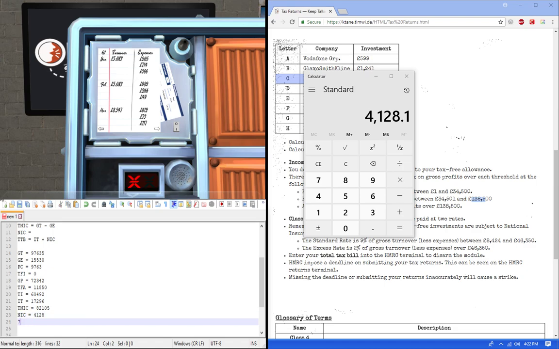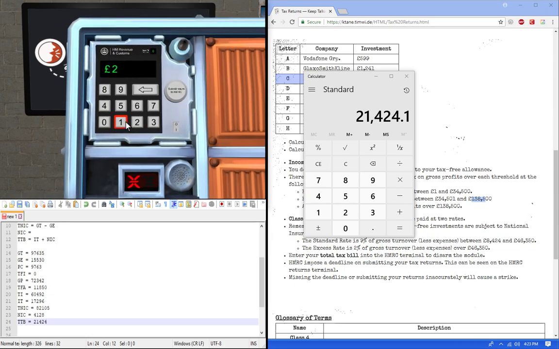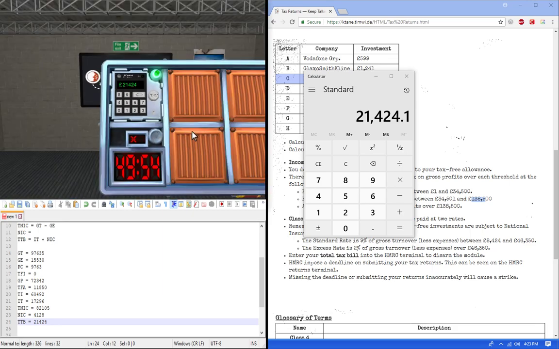So our total tax bill is going to equal our income tax, which is 17,296, plus our NIC, which is 4,128. So we're going to add this to our 17,296, which comes out to 21,424. So let's toggle it. 21,424. And that's a solved module.